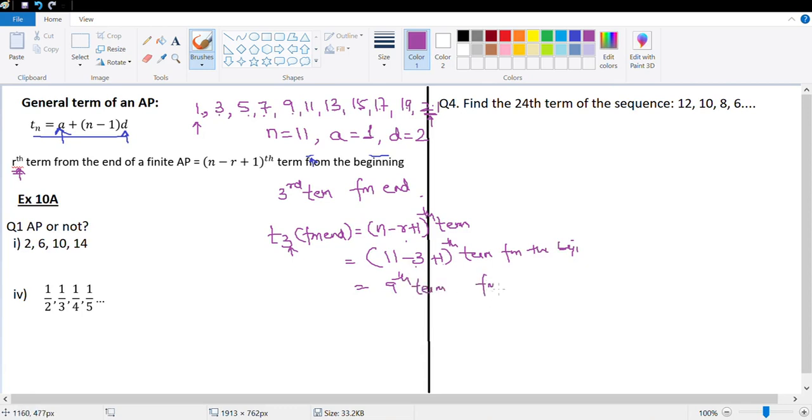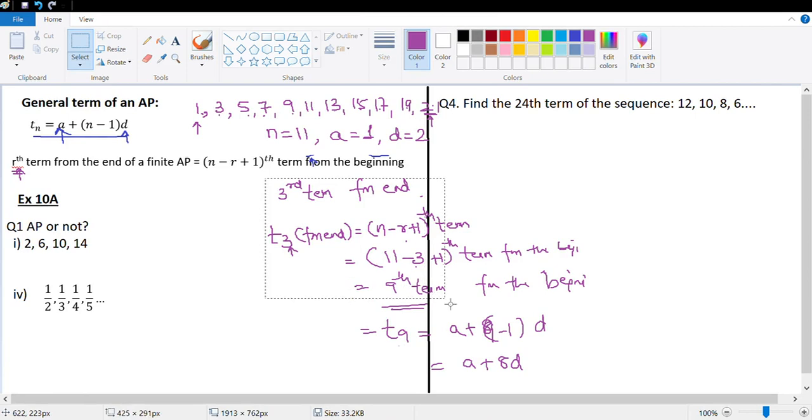So if I have to find the T3 from end, that will be equal to T9 from the beginning, which will be equal to A plus 9 minus 1 times D. That's equal to A plus 8D. So if I have to find the third term from the end, that is basically equal to the ninth term from the beginning in this case.